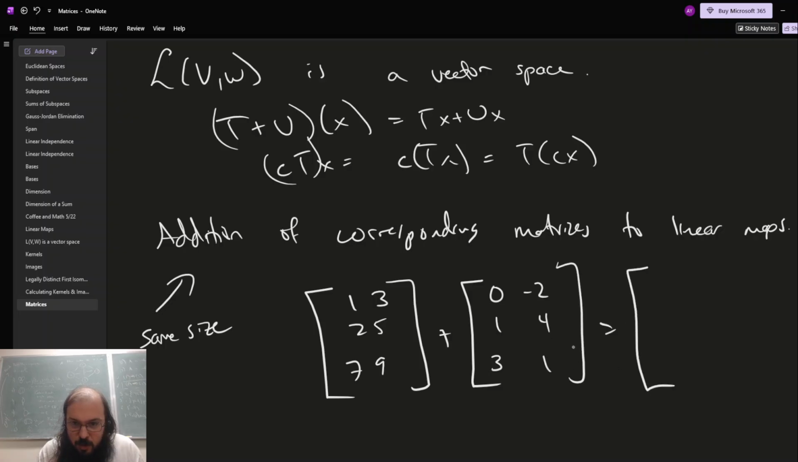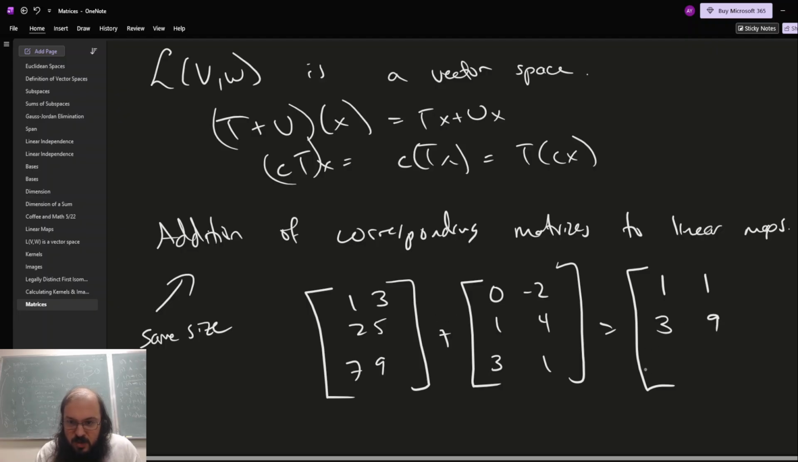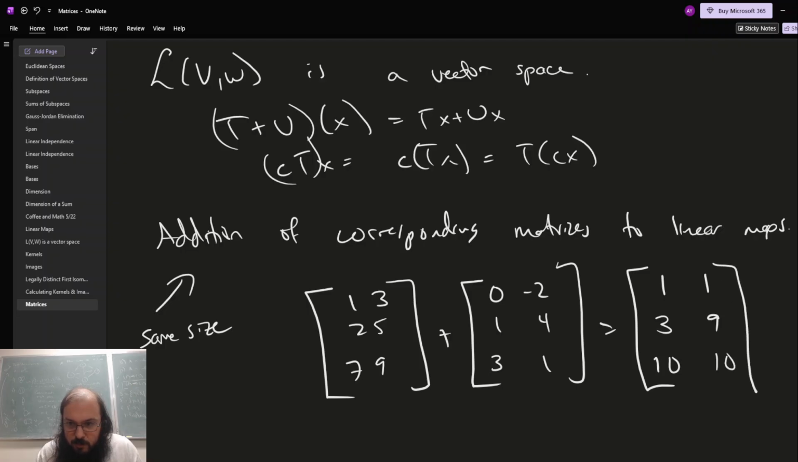These, we just add them component-wise. So 1 and 0 makes 1, 3 and -2 make 1, 2 and 1 make 3. That's not how you write a 3. 3, 5 and 4 make 9, 7 and 3 make 10, 9 and 1 also make 10. That's how we add these things.